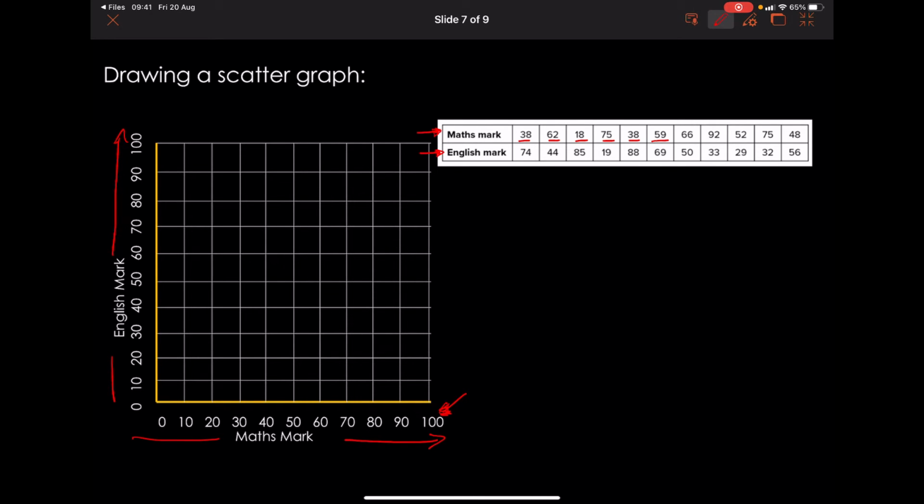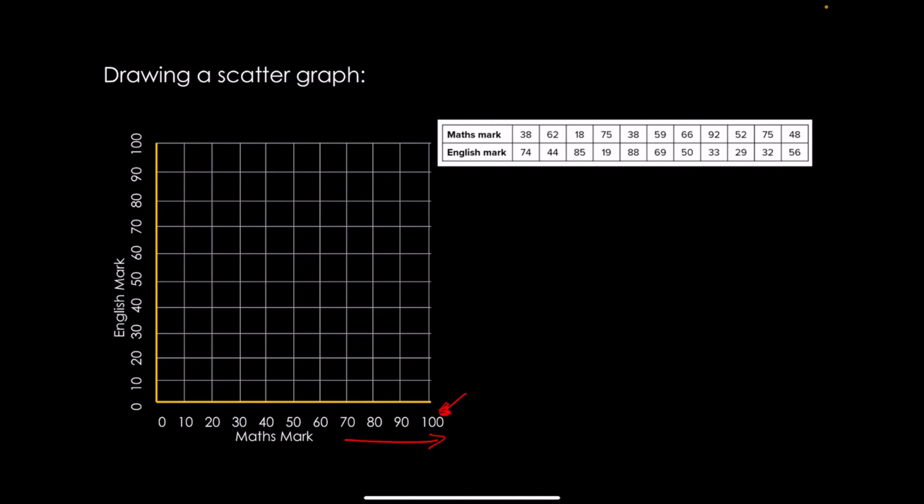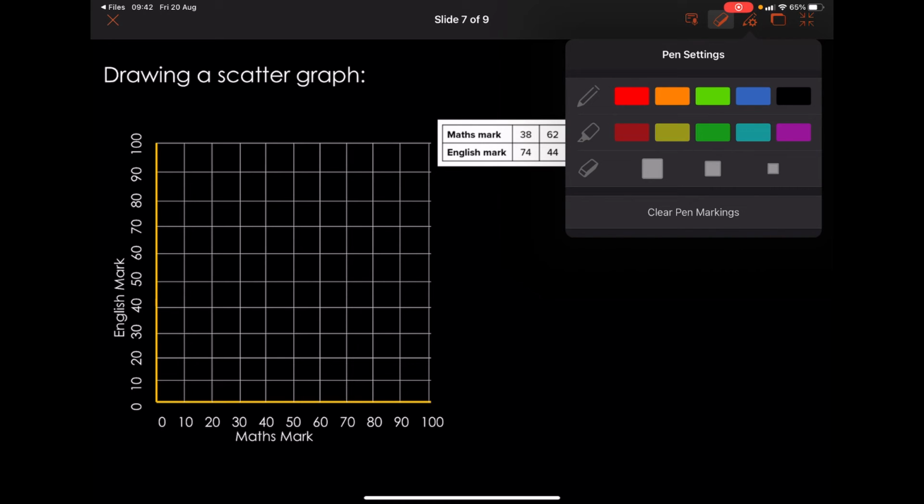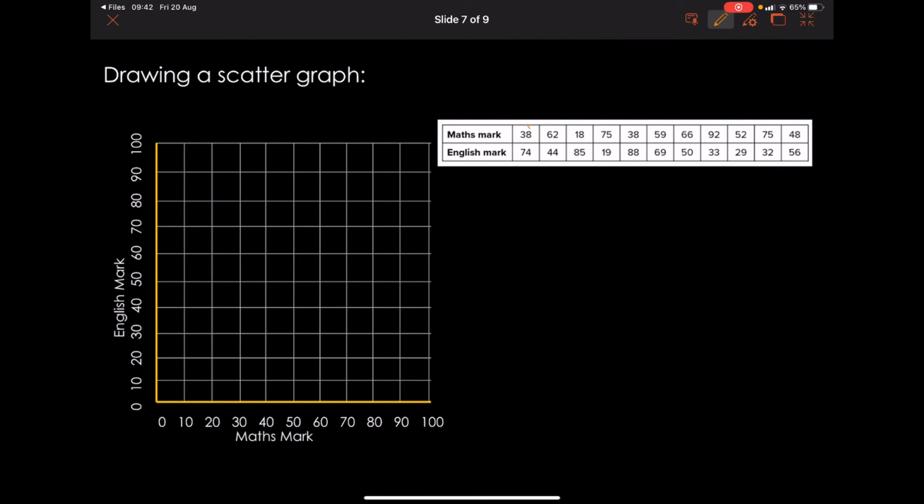So basically, I've decided then I'm going to go up in tens because I've not got anything higher than 100. I've got a lot of 2s in there, which means they're even. Okay? And I can just estimate where they're going to go. All right? So what I'm going to do is I'm going to go to my maths score. Okay? And for each one, I'm going to go 38 across and then 74 up. 62 across, 44 up.